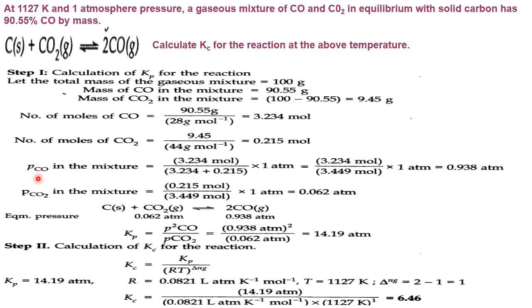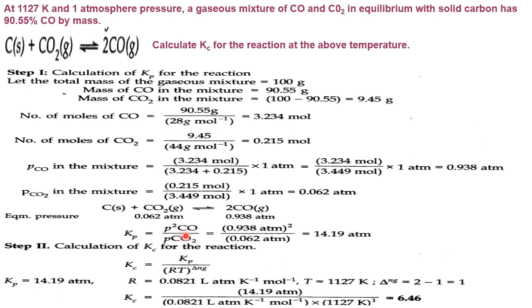In the same way, partial pressure of carbon dioxide is equal to mole fraction of carbon dioxide, which is the number of moles of carbon dioxide divided by the total moles, into total pressure. That gives you 0.062 atmosphere. Once you know the partial pressure of CO and CO2, we can calculate the Kp easily. Now let us calculate Kp.